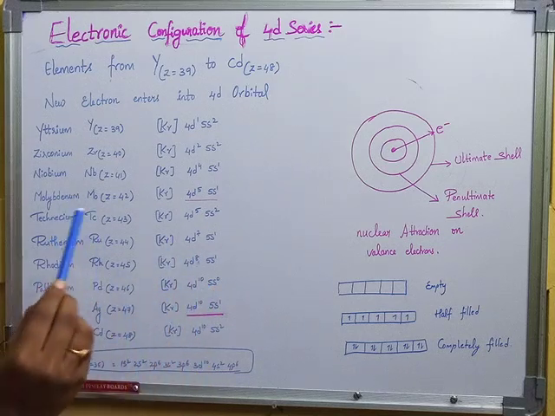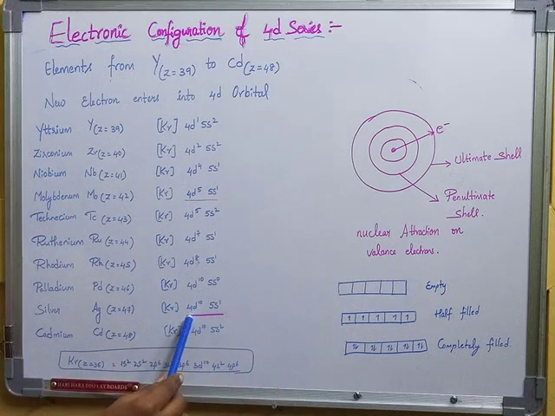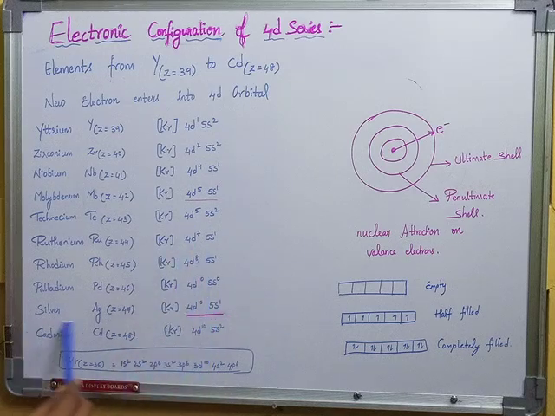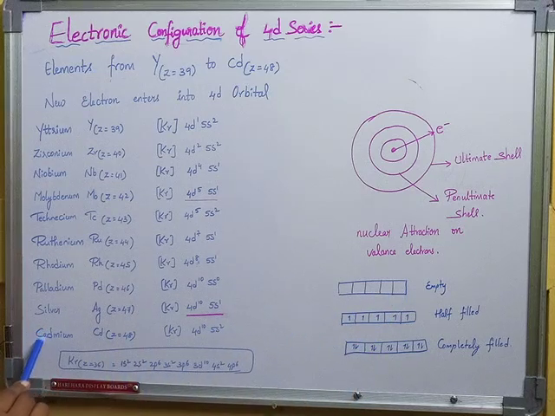Next, coming to silver. This is similar to the copper electronic configuration. You can observe in copper the valence shell has 3d10 4s1. Similar to that, we have 4d10 5s1 in order to get a completely filled configuration. So next we have cadmium. Here both orbitals are completely filled. Both 5s and 4d are completely filled in order to get a stable configuration.